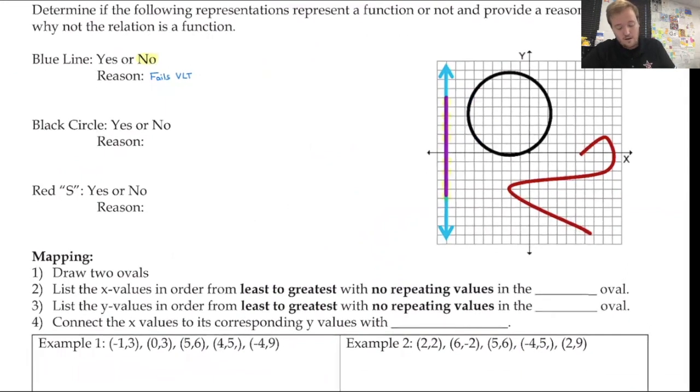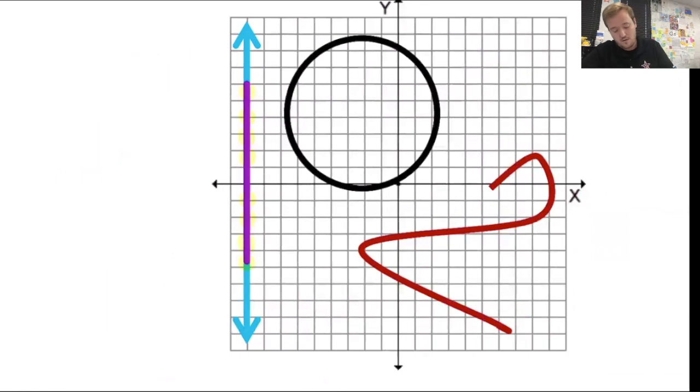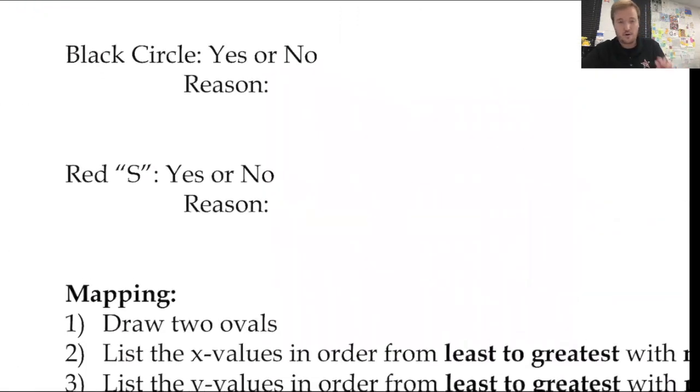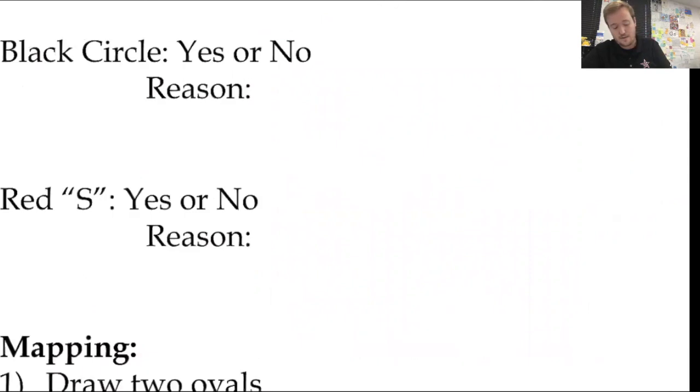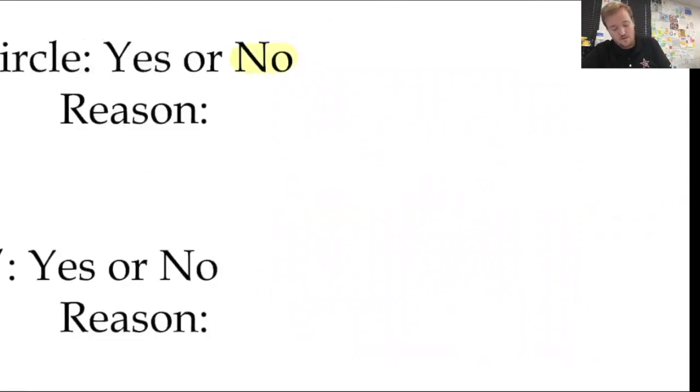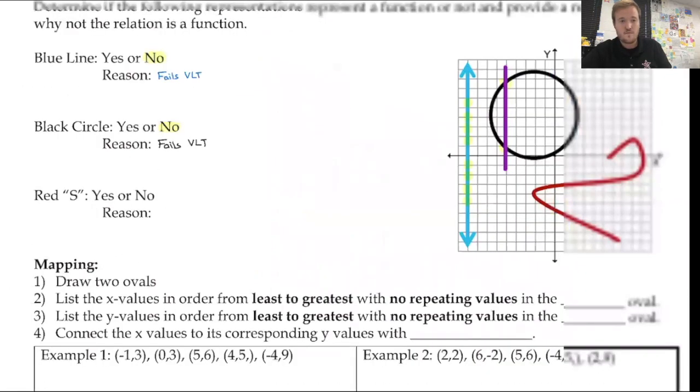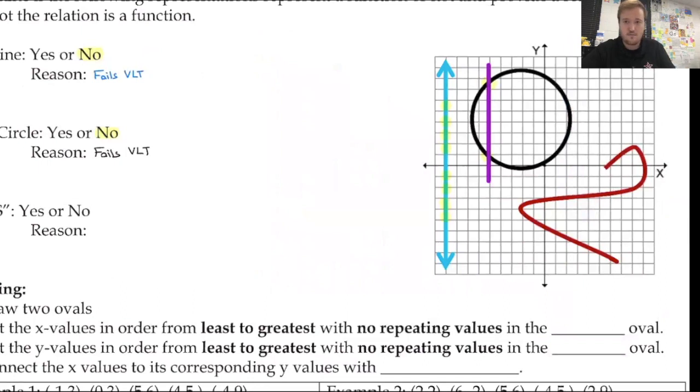Everything's fine. Okay, now I'm going to look at the black circle. Let's take this line. I don't even have to get very far. Even just right here, it hits it at more than one spot, therefore it fails. Remember, it can only hit it one place at a time. So it does not pass, fails vertical line test. It doesn't even have to be a complete sentence, just fails VLT.